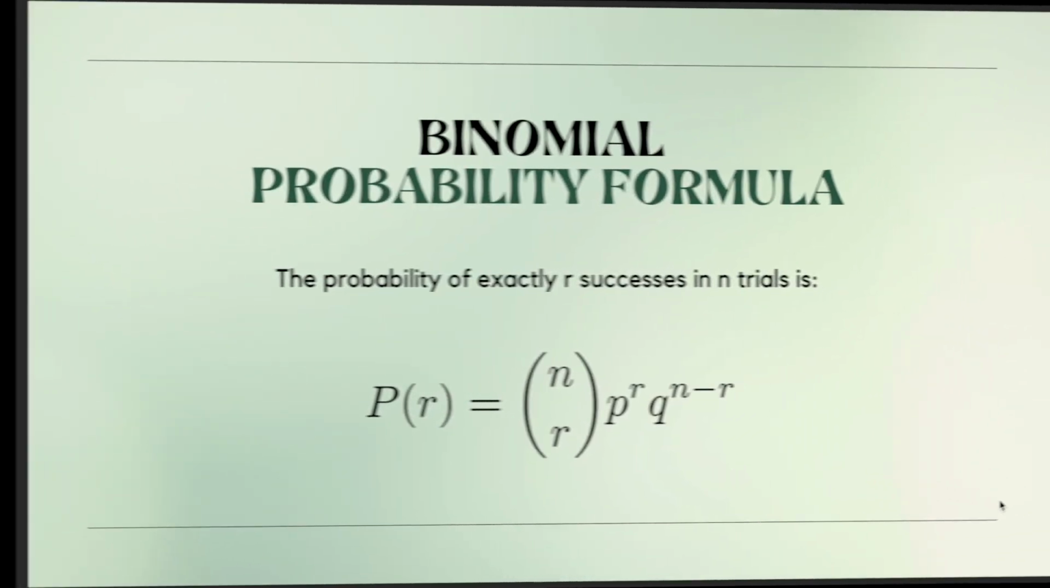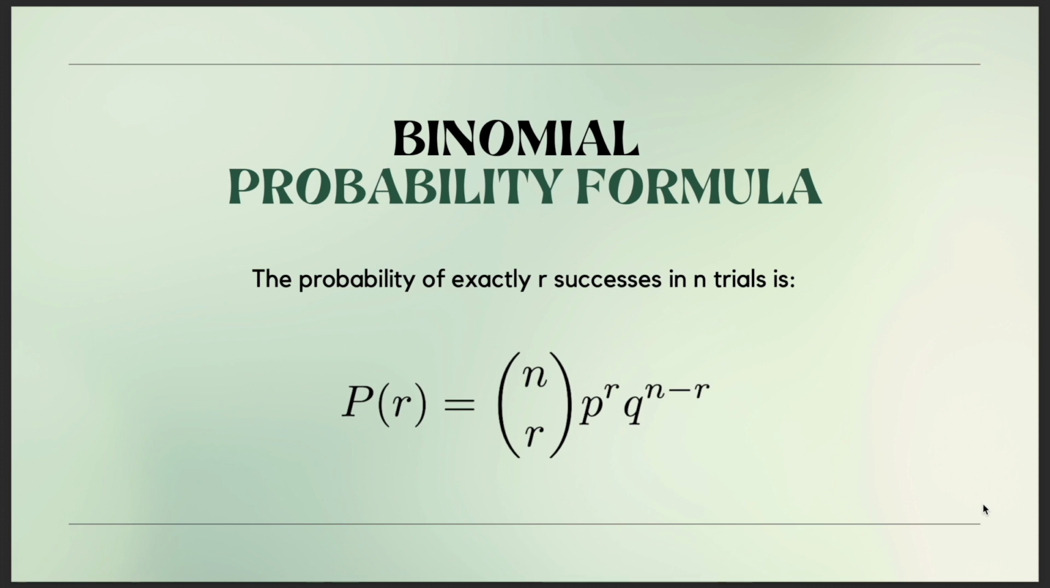So we can apply these values if we are using the binomial probability formula. And this is a formula that tells us the probability of getting exactly R successes in n trials. So our formula is n choose R.